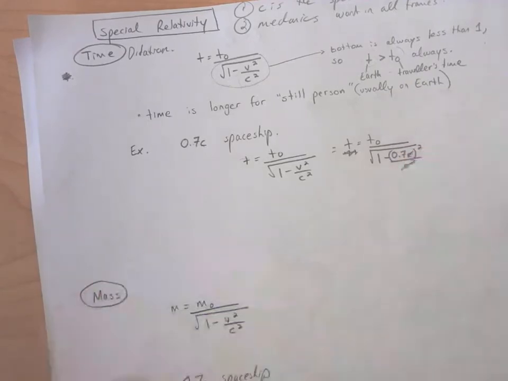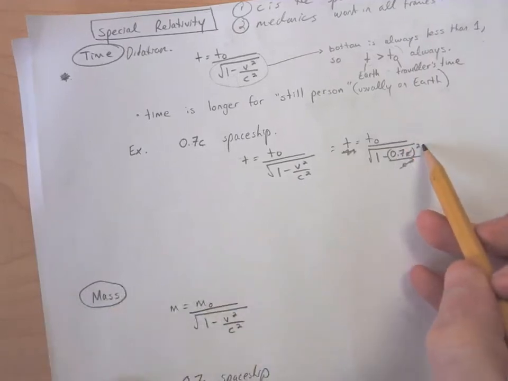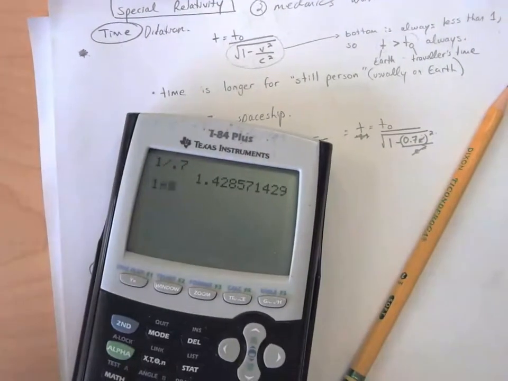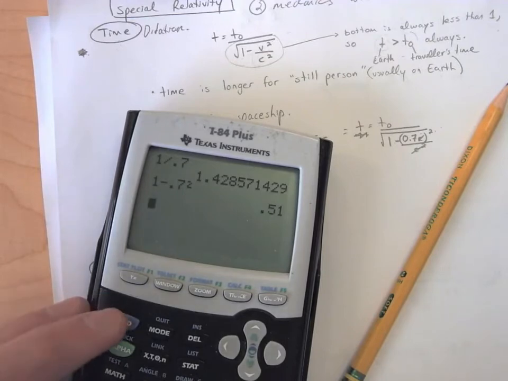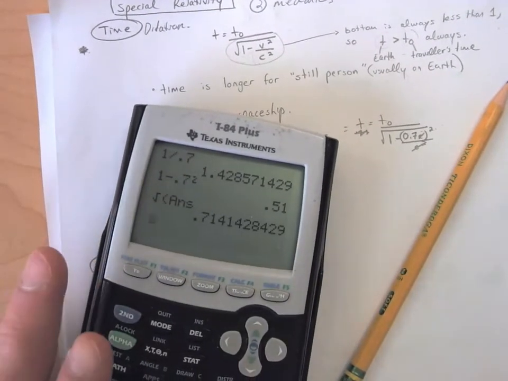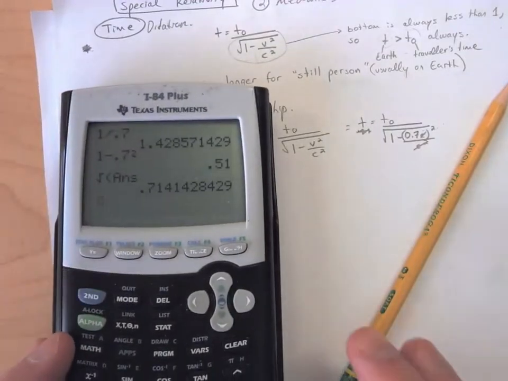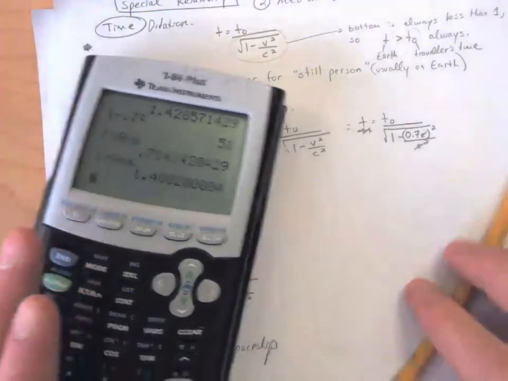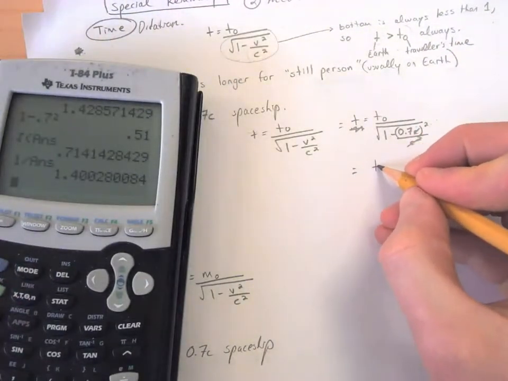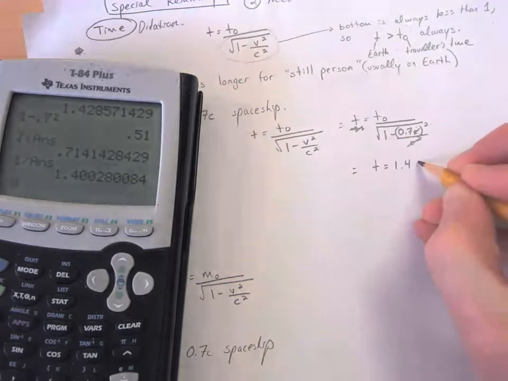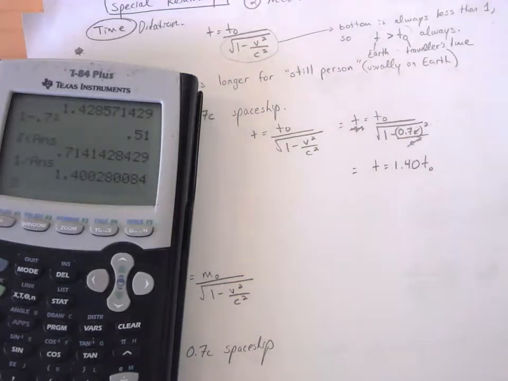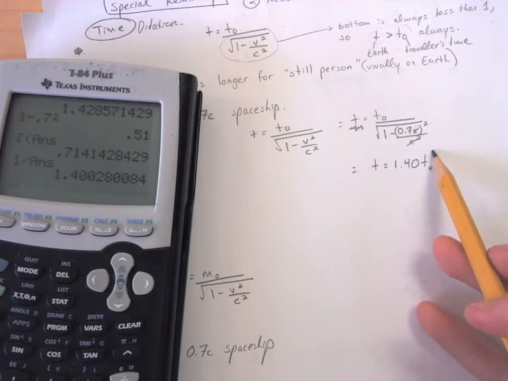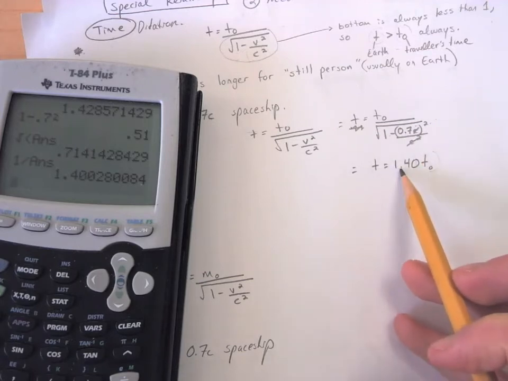We know the c's are going to cancel, and that's going to be 0.7 squared. So 1 minus 0.7 squared, rooted, so let's do that. 1 minus 0.7 squared. We know we're going to have to take the square root of that. So we're going to get this number on the bottom of the fraction. Let's just switch it to 1 divided by that, because it's on the bottom of the fraction. And we get 1.4, and so on. So overall, I know my equation is t equals 1.4, I'm going to just round to that, t naught. So overall, whatever time the person in the spaceship feels, the person on Earth will think it's 1.4 times longer.